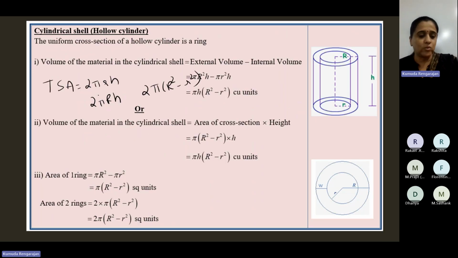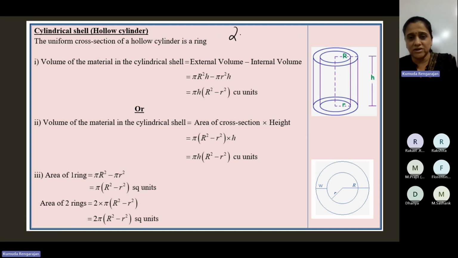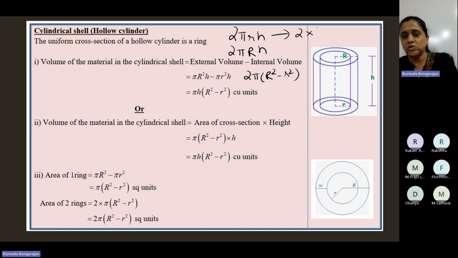Here also, I'm saying how to find the TSA of a hollow cylinder. Find inner CSA, 2 pi r h. Find outer CSA, 2 pi R h. Find the area of 2 rings, 2 pi (R square minus r square). Now find all of this in terms of pi. Don't use the value of pi. When you're finding this, don't say 2 into 22 by 7. Use pi itself. That way you can save time in calculating. 2 into pi, substitute R and H, put the values for R and H.